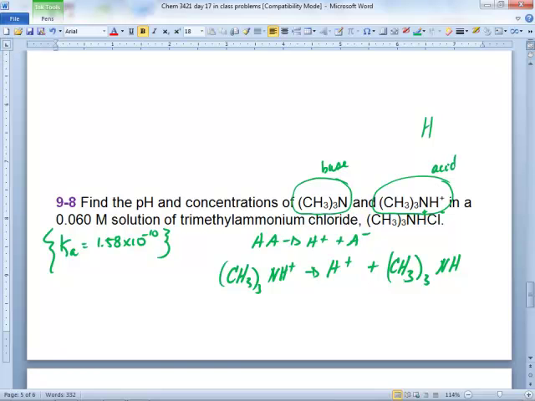Do you recognize, though, you don't even have to write this? It's hard to feel comfortable not writing it, I understand that. But you don't have to write this. All you've got to do is just write the HA one and recognize where the initial concentration goes. That's the only place you can screw up.